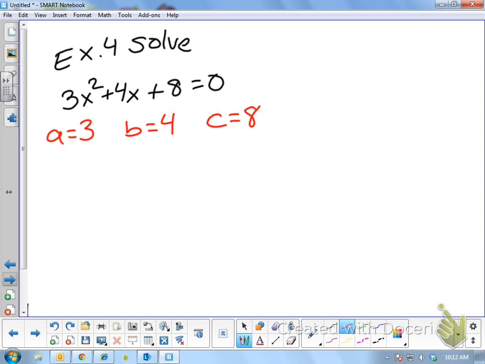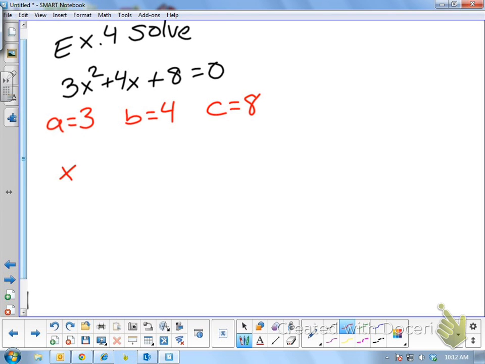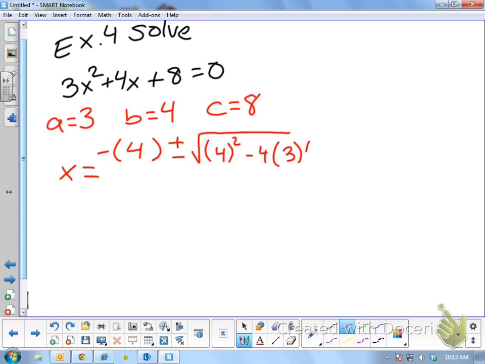I've written it a couple of different times, so you have it a lot of different places in your notes. So we started with negative b. We said b was 4. Plus or minus the square root of b squared. What number do I put here if this is supposed to be b? 4. Minus 4ac all over 2a.